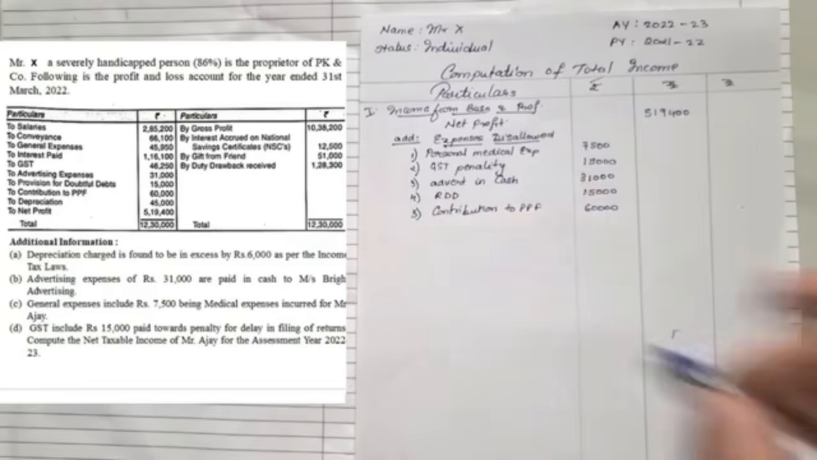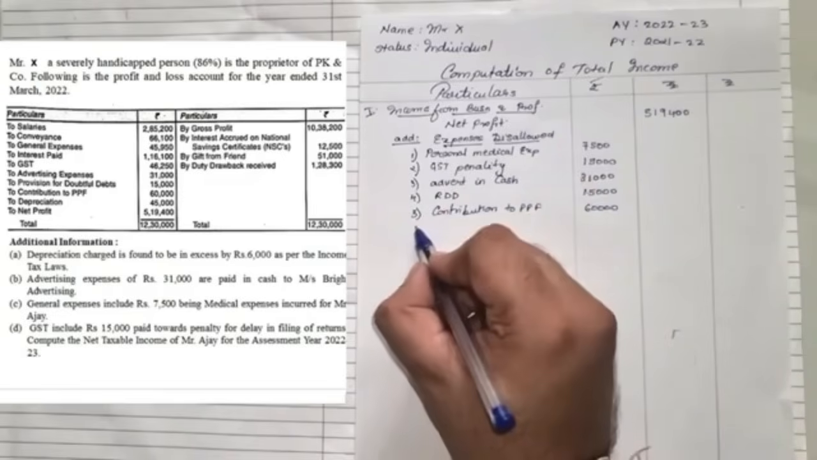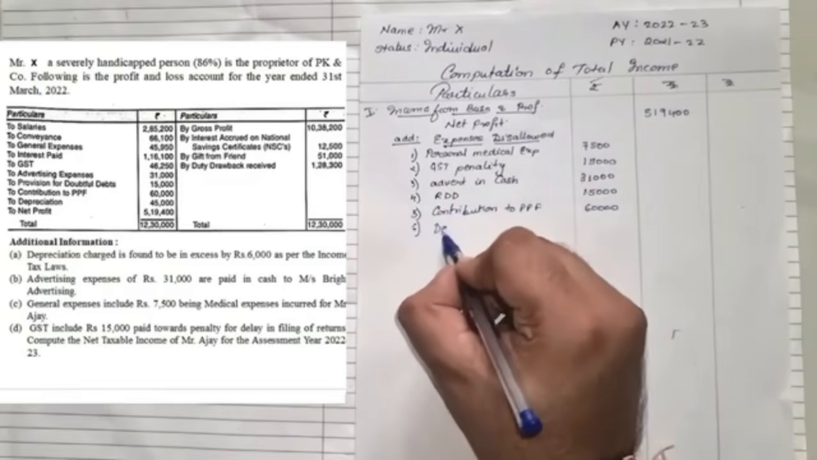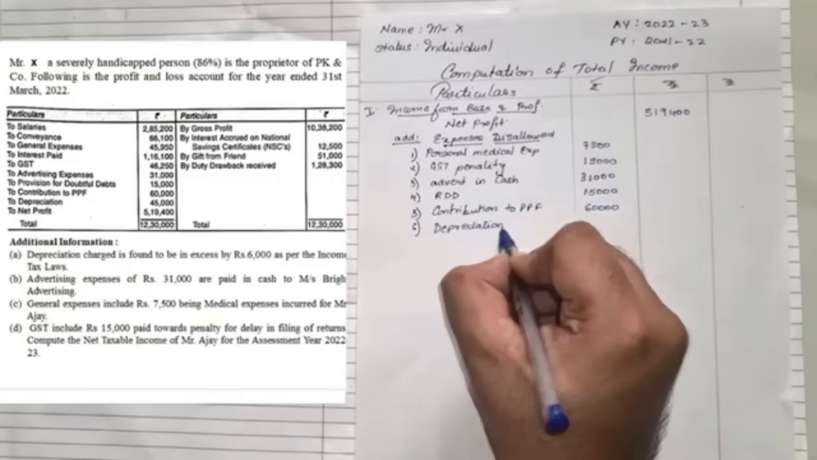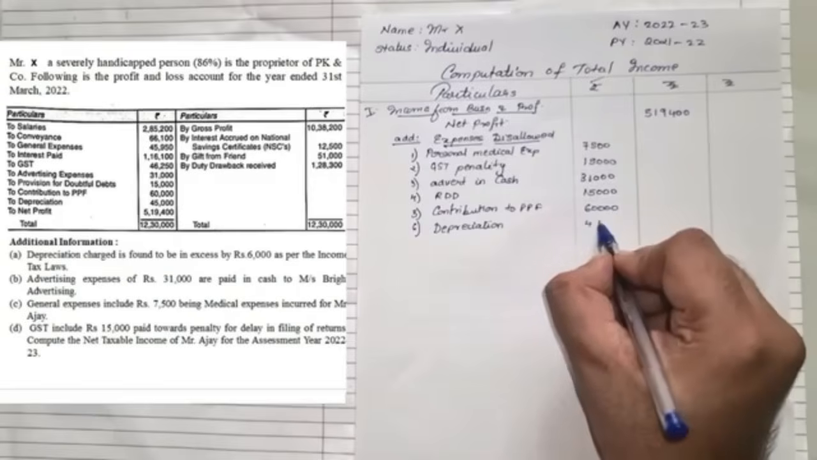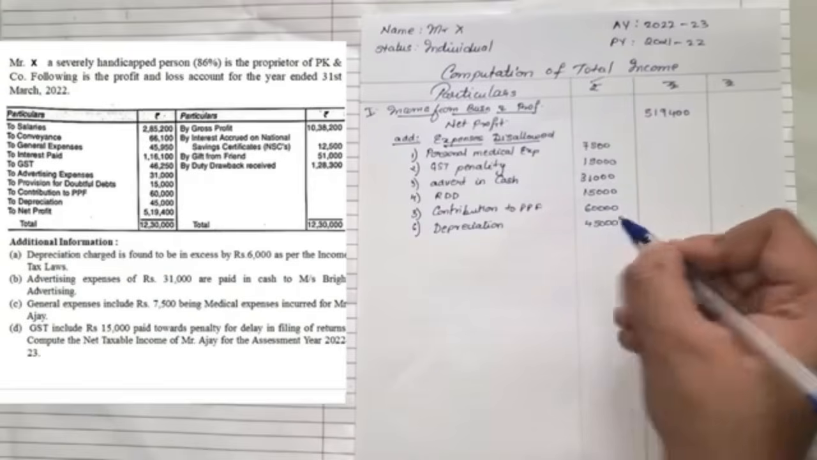Next you have depreciation. Check. Now there are two depreciations. If there are two depreciations, one of them will come on top. So whatever depreciation is given in the question will appear in the add part, which is 45,000. There's an adjustment to it, but we'll see that later on.